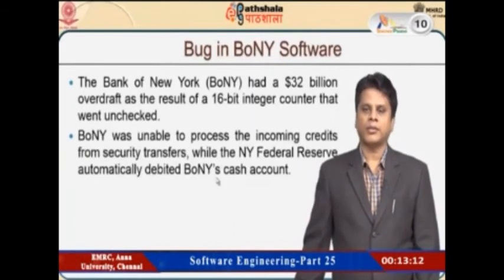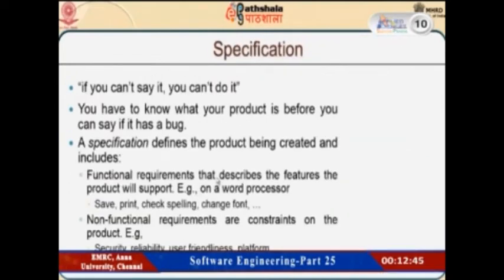And there is another bank-related bug, displayed at the Bank of New York, which had a 32 billion overdraft as a result of a 16-bit integer counter that went unchecked. The Bank of New York was unable to process incoming credits from security transfers, while the New York Federal Reserve automatically debited the New York cash account. So all these produced adverse effects purely because of faulty execution of software.